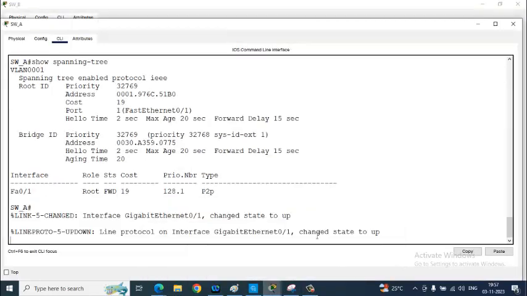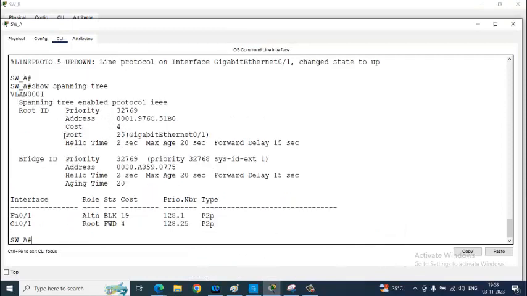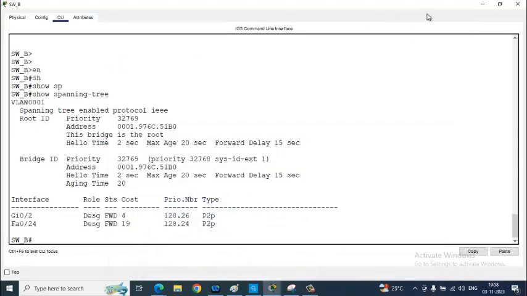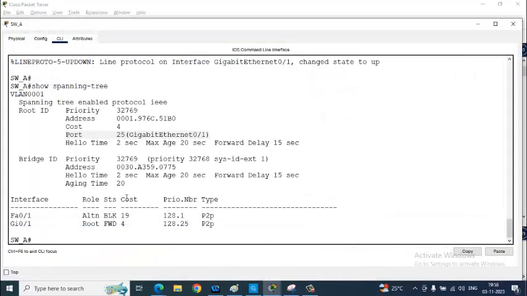So it says the root switch is connected on 0/1. Root switch is connected on 0/1. Where is 0/1? This is 0/1, slash 1, which means this is a root port. You see, it's a root port. The port on which the switch communicates to the root is called the root port. The other port is a blocking port.